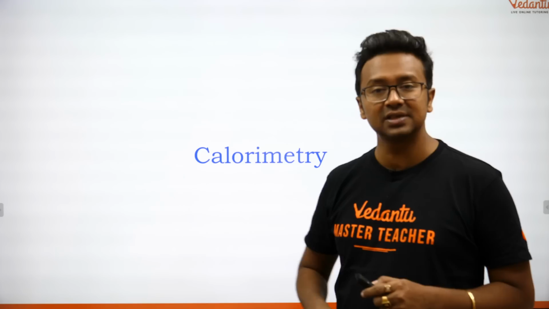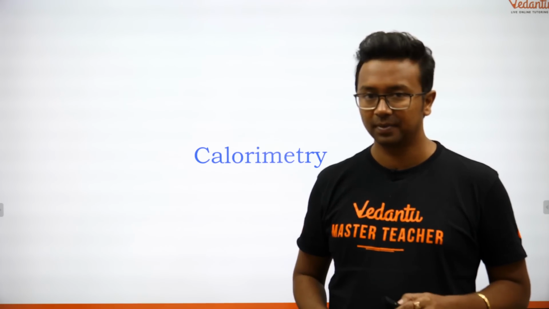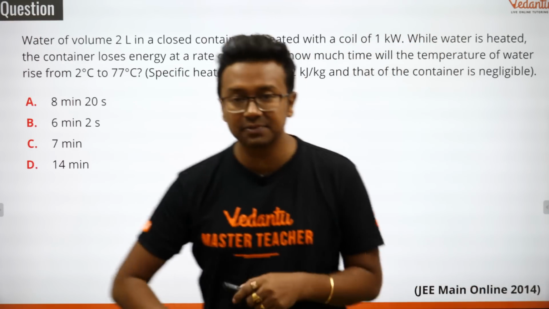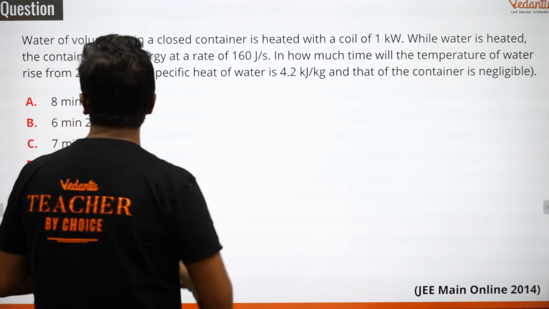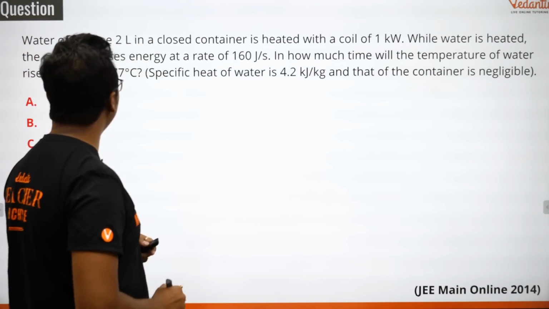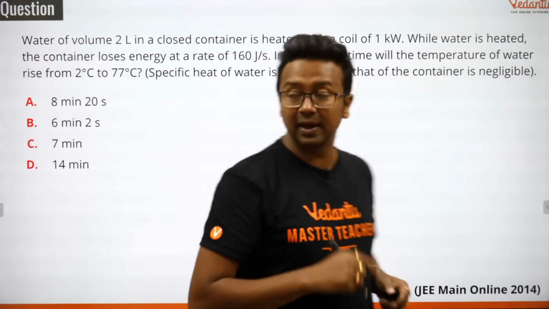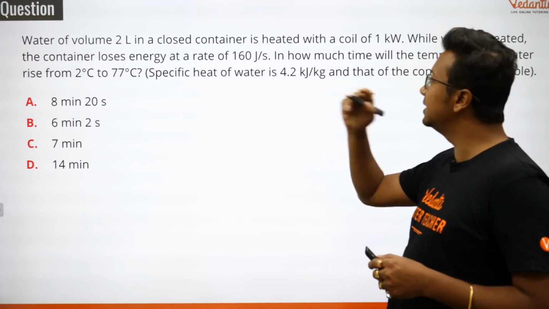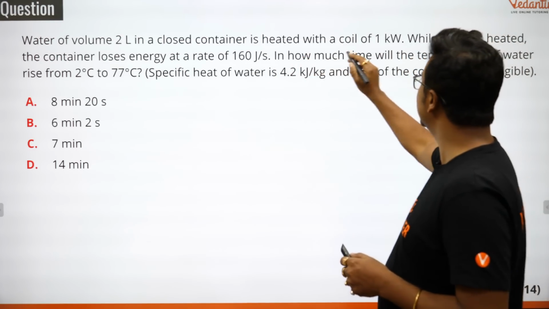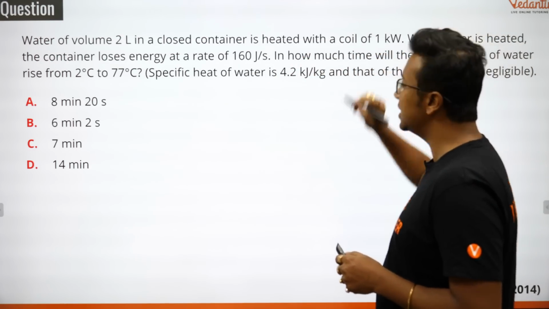So we will take our first question on calorimetry. Now let us look at this problem. It is talking about water of volume 2 liters in a closed container in a heater with a coil of 1 kilowatt power.